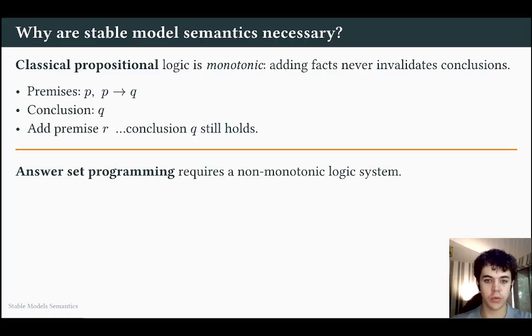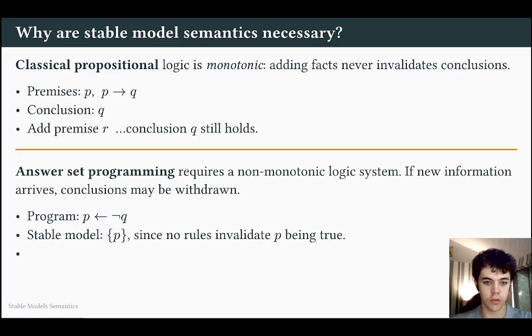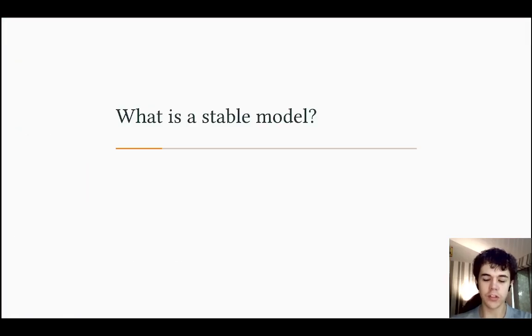Answer set programming requires a non-monotonic logic system. If new information arrives, conclusions may be withdrawn. If we have this program, P if not Q, it has one stable model, P, since no rules invalidate P being true. If we add the fact Q, now the rule's body, not Q, fails, so P is no longer a stable model.